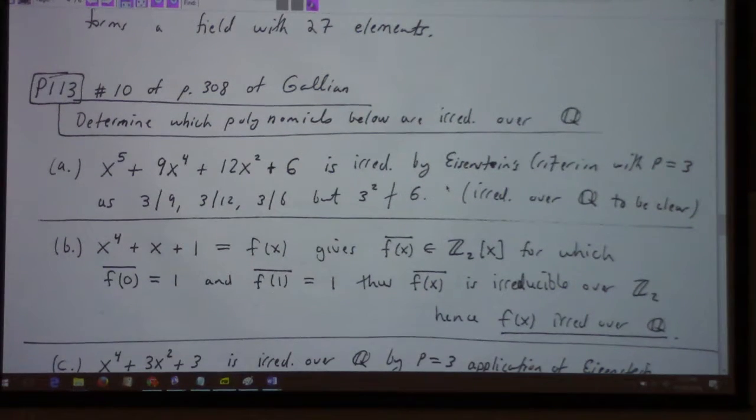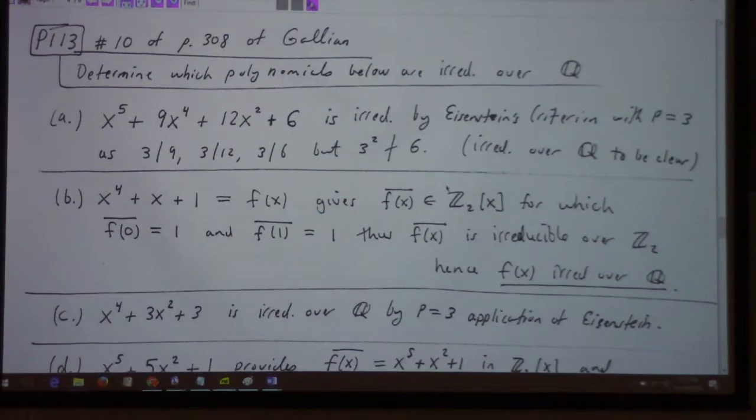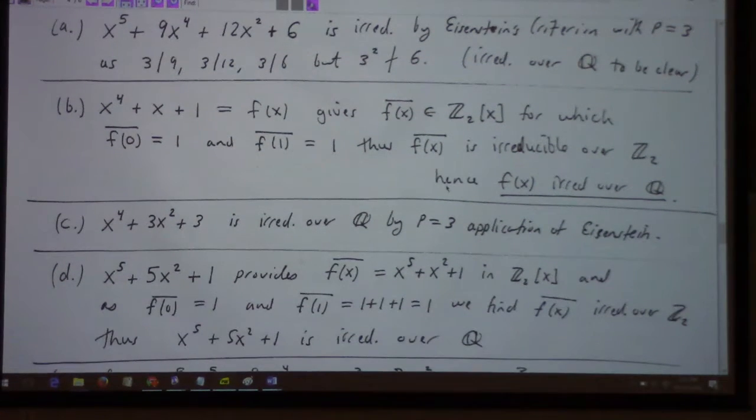Number 113, determine which polynomials below are irreducible over Q. Well, I used Eisenstein with 3 because 3 divides 9, 12, 6, but 3 squared does not divide 6, so Eisenstein with p equal to 3 gives you irreducibility of this one. The next one, I couldn't apply Eisenstein, so I went back to my mod 2 reduction, and if you look at the induced polynomial with mod 2 coefficients, you get f bar of 0 is 1, f bar of 1 is 1, consequently it's irreducible over Z2, which implies irreducibility over Q. That was the theorem we had.